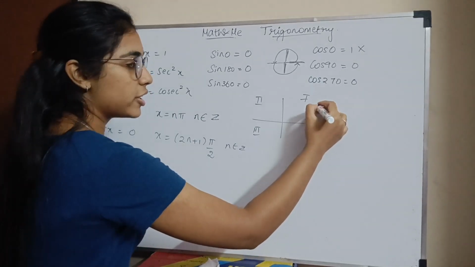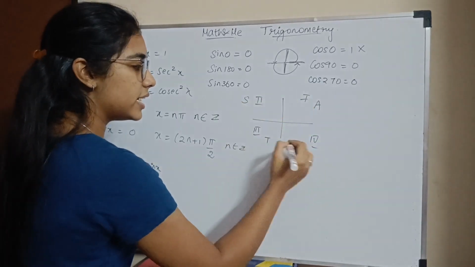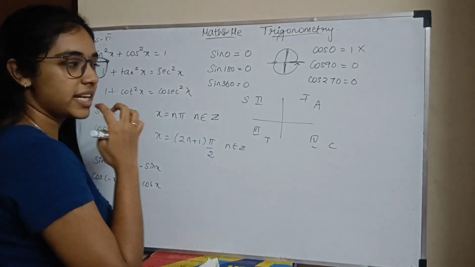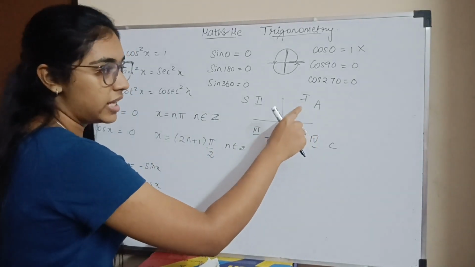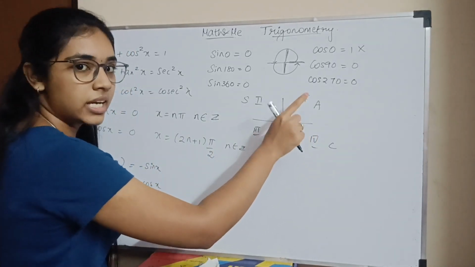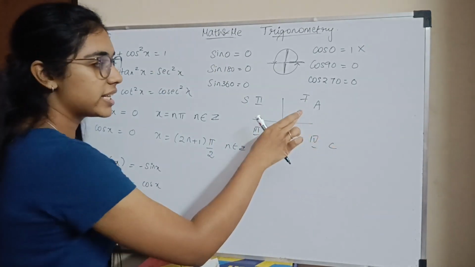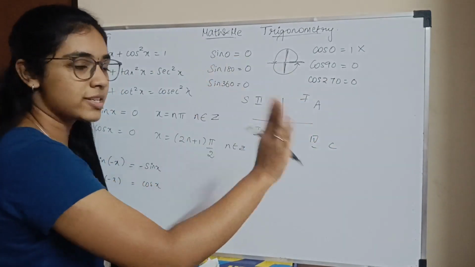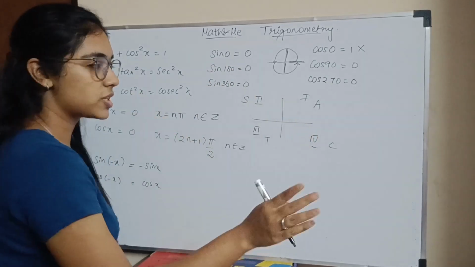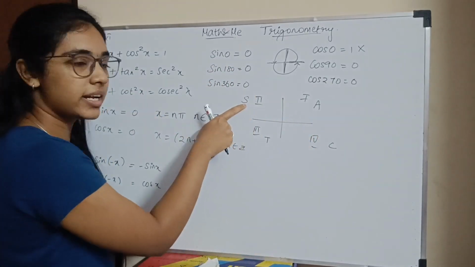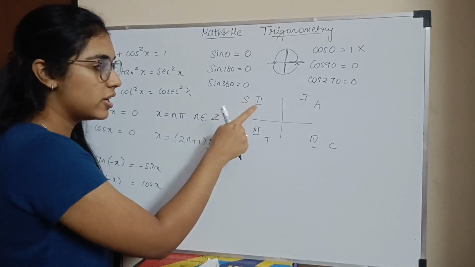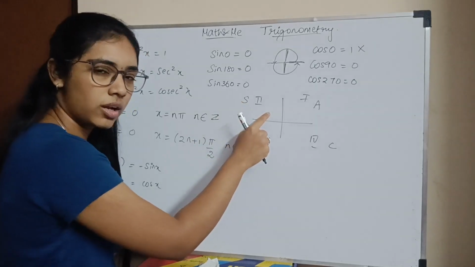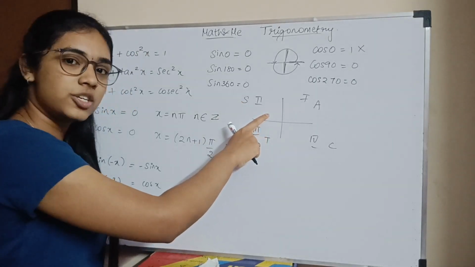So what relation do we know? All silver tea cups. What does all silver tea cups mean? All means here sin, cos, tan, cosecant, secant, cot are all positive. So here sin of x will be sin x. There is no minus, there is no plus. In the first quadrant everything is positive. In the second quadrant, silver means sin. So in the second quadrant sin is always positive, and all the other functions are negative.